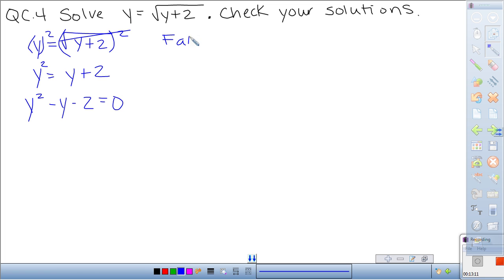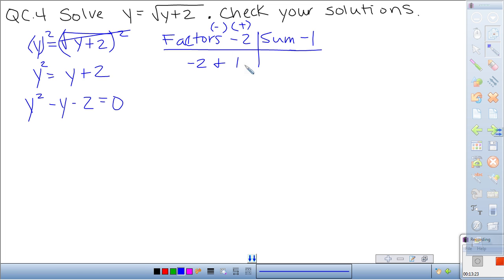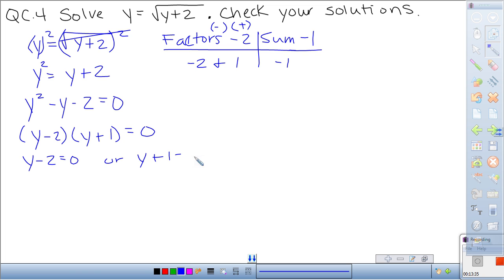Find the factors of negative 2 that add to the negative 1. And so I need a negative times a positive, which is going to be a negative 2 and a positive 1. When you add, get a negative 1. So I have y minus 2 times y plus 1 equals 0. Split them up. Y minus 2 equals 0, or y plus 1 equals 0. Add 2 to both sides. Y equals 2. Or subtract 1 from both sides. Y equals negative 1. And then we have to try both of them.